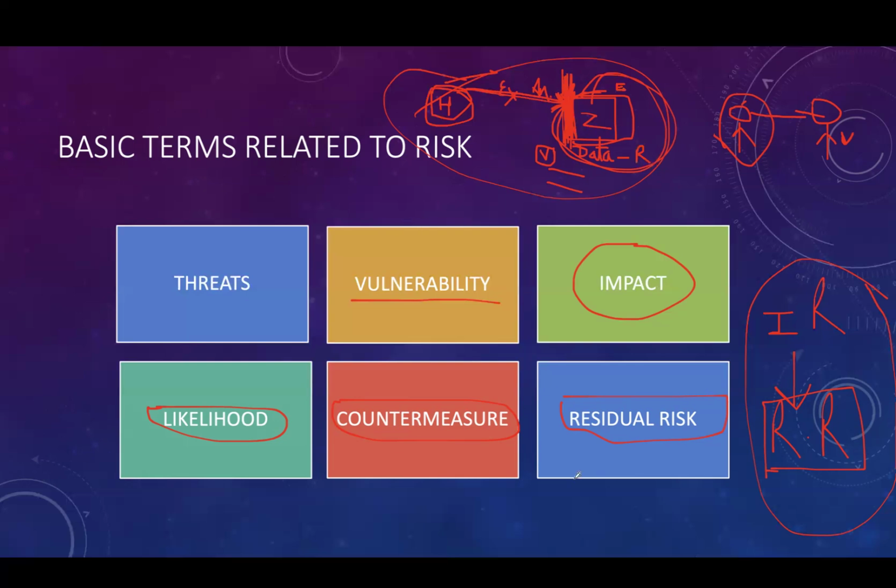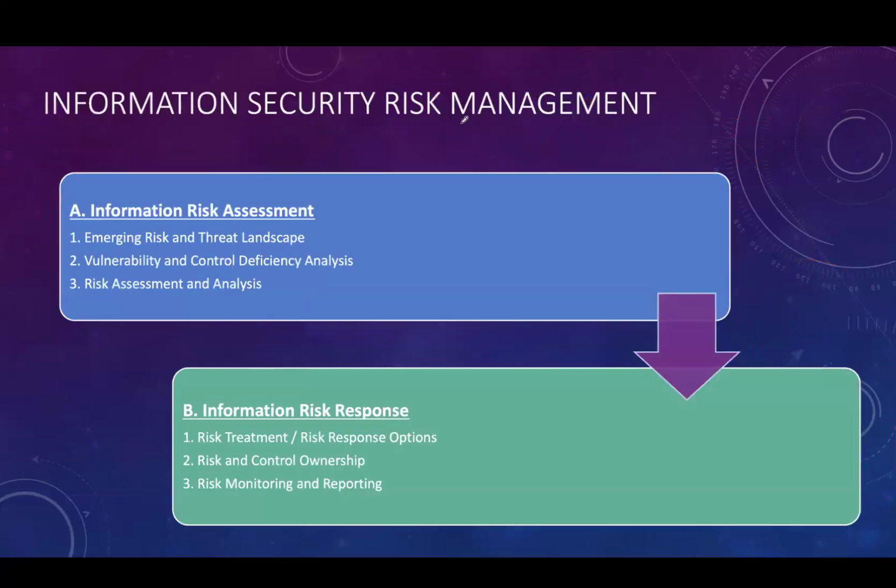Now that we have understood the basic terms, let's move to our actual content. Risk management can be divided into two parts. First is information risk assessment, and second is risk response. During the risk assessment, we need to understand the emerging risks in our business environment and our threat landscape. Then, as I said, we need to understand the vulnerabilities and controls which are there, and the deficiencies in these controls. And then the risk assessment and analysis. We'll understand risk assessment in detail in our upcoming slides.